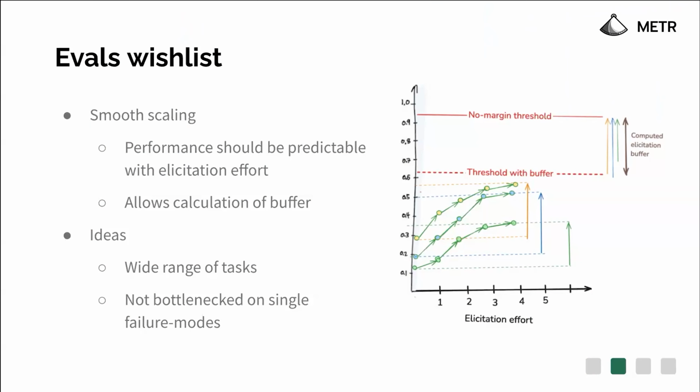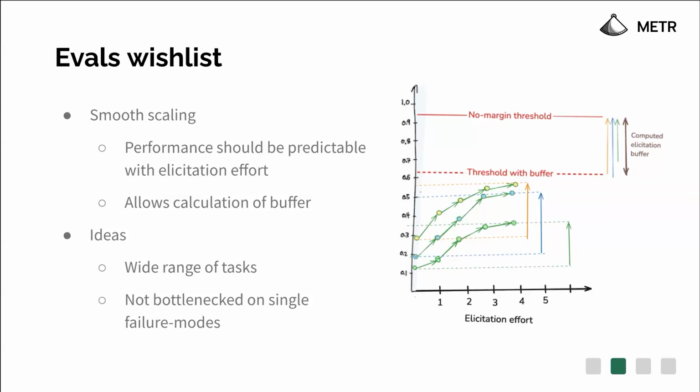The idea is then that we can calculate a buffer from this and be like, look, if somebody spends an obscene amount of time or money on elicitation, even then they can only get this much of a jump. And so that's where we should set our buffer of where we should raise the alarm for AI R&D automation.